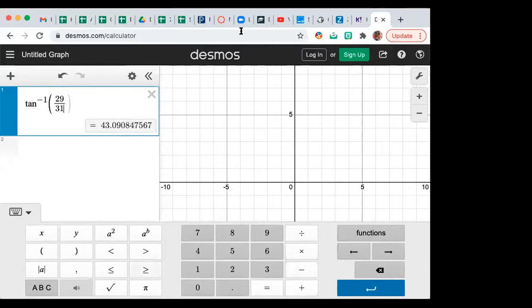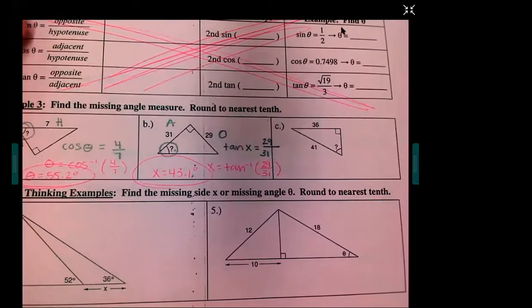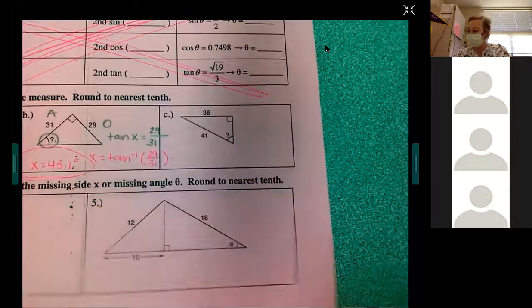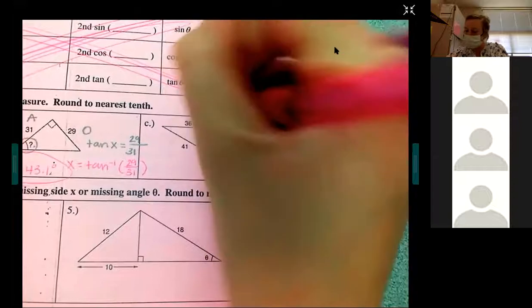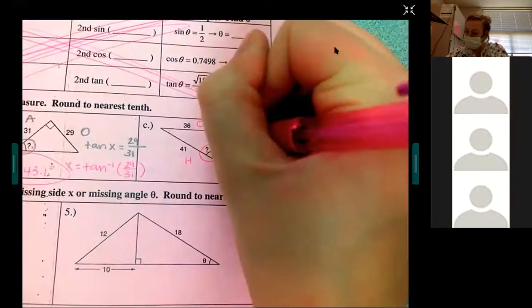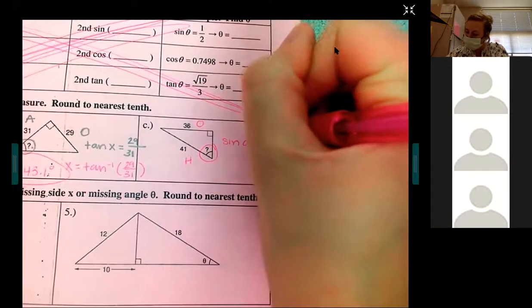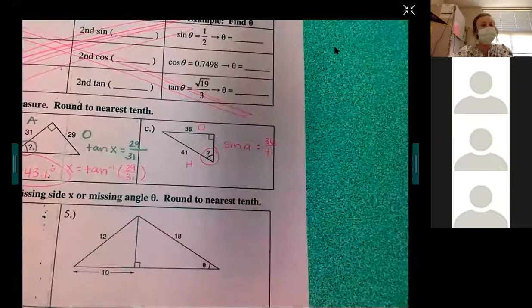So y'all try the third example. I'm going to pull it up for my people at home. I'll give y'all 2 minutes. Y'all try C. Good. Okay, they said sine. So circle your angle, opposite, hypotenuse. So did y'all do sine of A equals 36 over 41?